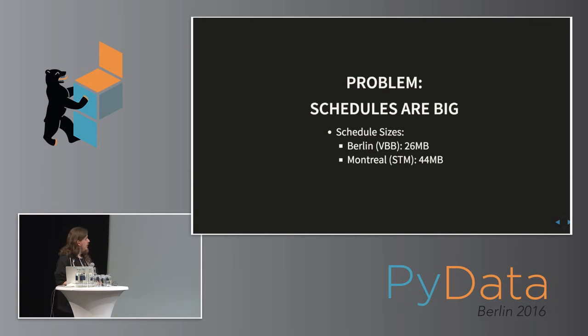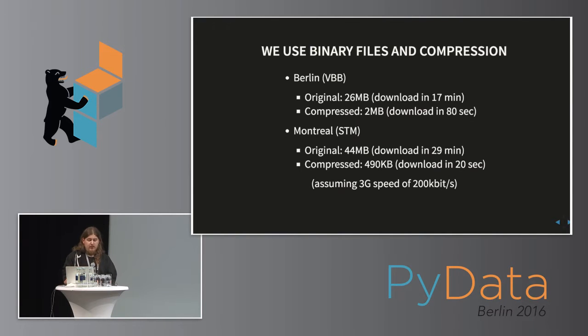So the problem with sending whole schedules to a device is that the schedules are actually pretty big. So I took a quick look. The schedule for Berlin, that's the VBB schedule, I don't know whether that means anything to you, that's basically the transit association covering all of Berlin and Brandenburg, is about a 26 megabyte file. For Montreal, just the metro and the buses is about 44 megabytes. So that's a lot of data. If you're on a connection like 3G, that's like 200 kilobits, a slower 3G connection, and you download that file verbatim, it might take like half an hour.